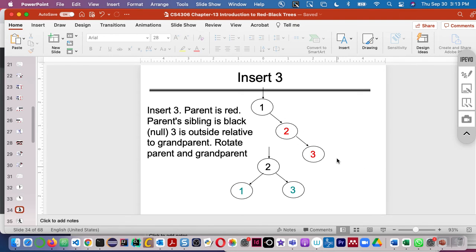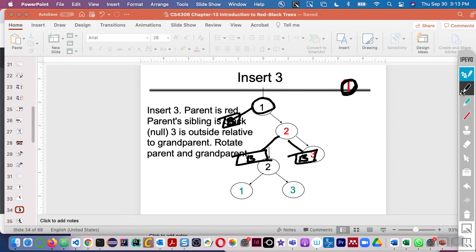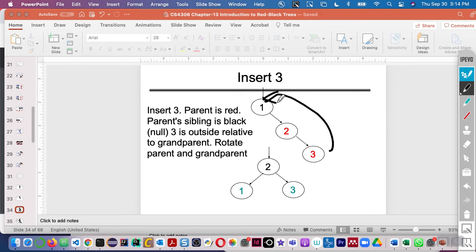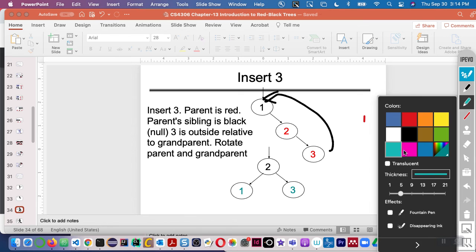So then what will we do? Here we apply AVL tree rotation. We have right, right, so we will do a left rotation here. Let us make that AVL tree rotation over here. So then 2 will come up. 2 is red, I'm sorry, this one.